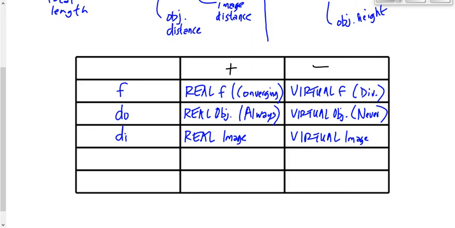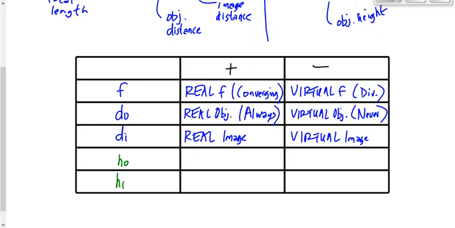If you're not sure whether it's real or virtual, draw the picture, draw the ray diagram and see whether it's real or virtual. And then decide whether to make it positive or negative. All right, what about Ho and Hi? Using a different color here because the convention is a little bit different for these.